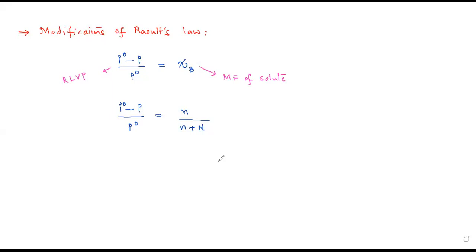Now we can go for two different modifications. See, for a very dilute solution, when I say a very dilute solution, the number of moles of solute will be, of course, very much less when compared to the number of moles of the solvent. Because it's a very dilute solution, you'll have more and more amount of the solvent.